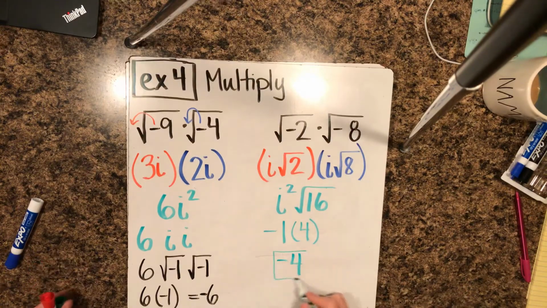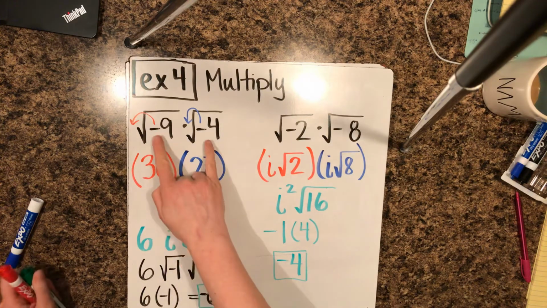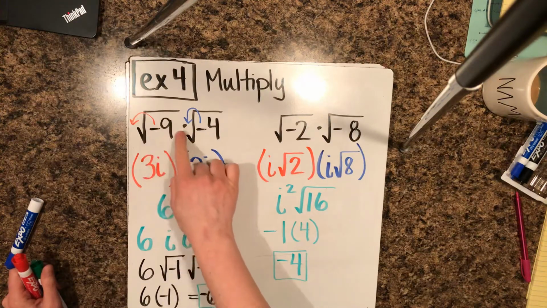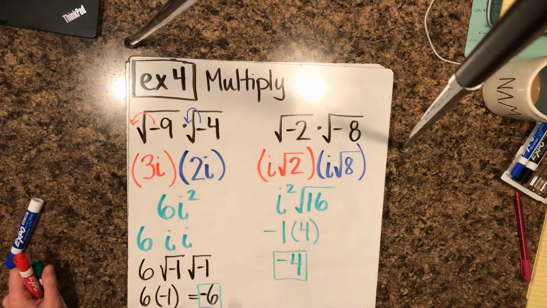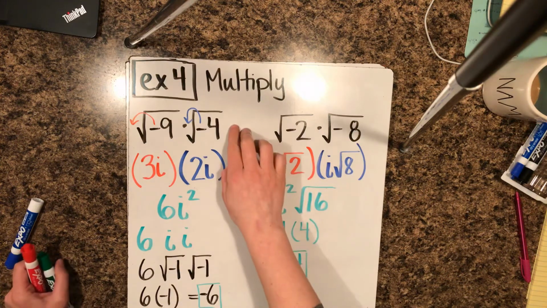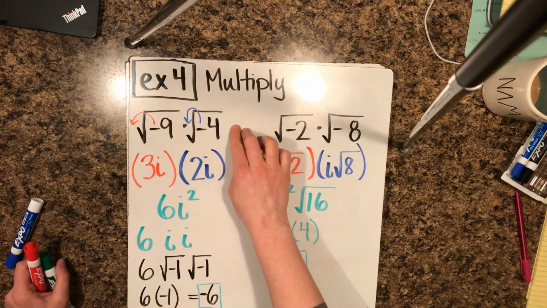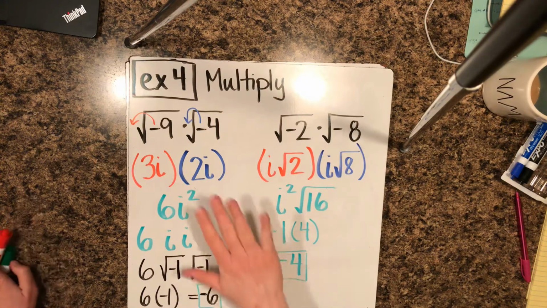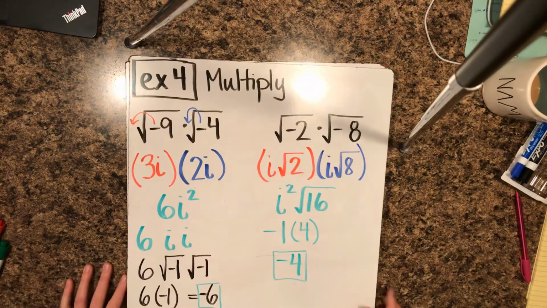And the big thing to remember, and this is going to be a little bit tough sometimes, is we don't want to multiply these two things first. Okay? The square root of negative 9 times the square root of negative 4 is not equal to the square root of positive 36. Okay? That is not equal. You cannot do that. So just pay attention to the details here.